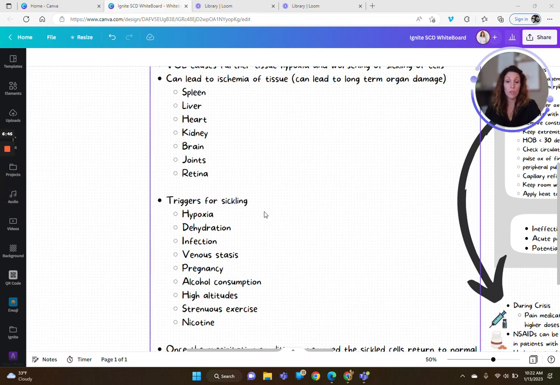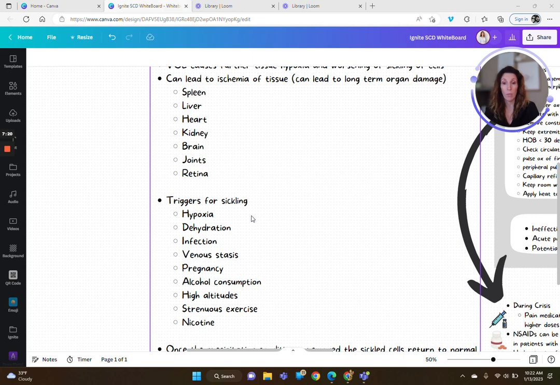Okay, so triggers. There are things that specifically trigger the sickling to occur. So, we really probably would suggest that patients avoid these things. But hypoxia is a big one. These red blood cells are sensitive to low oxygen, and so if the patient has a low oxygen saturation, then that can cause these red blood cells to sickle. So it kind of potentiates the problem. So, oxygenation is a really big thing for these patients.